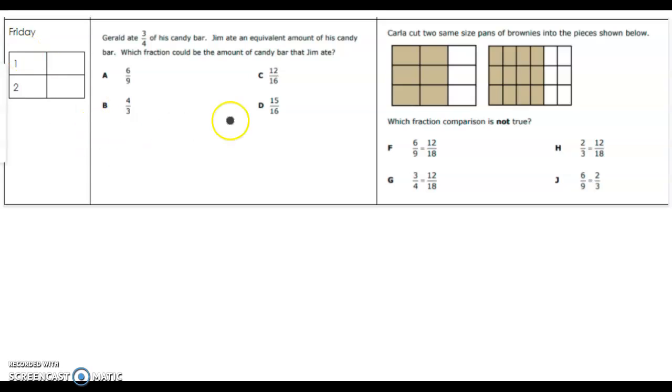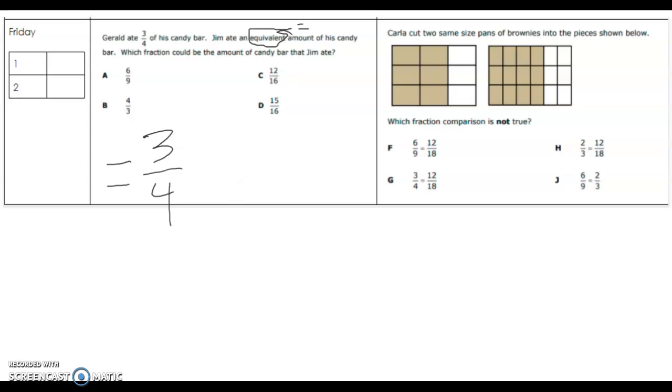So if we're looking for an equivalent amount, what does that mean? That means we're looking for an amount that is equal. Hang on a second, let me switch to this. Okay, so we're looking for an amount that is equal. So let's see. We're looking for an amount that is equal to 3/4. Well, we know 3/4 is less than 1/2.